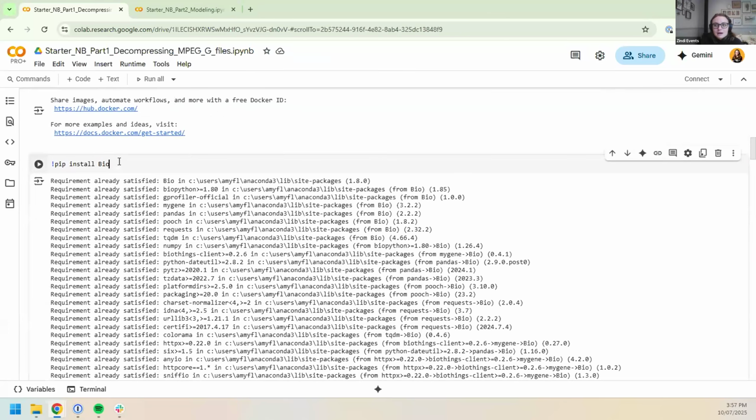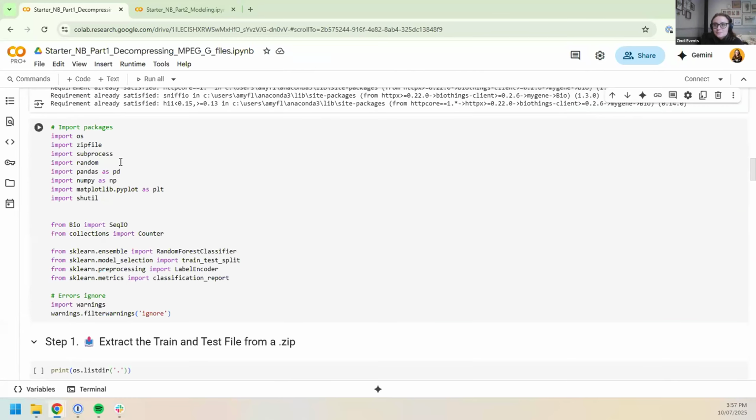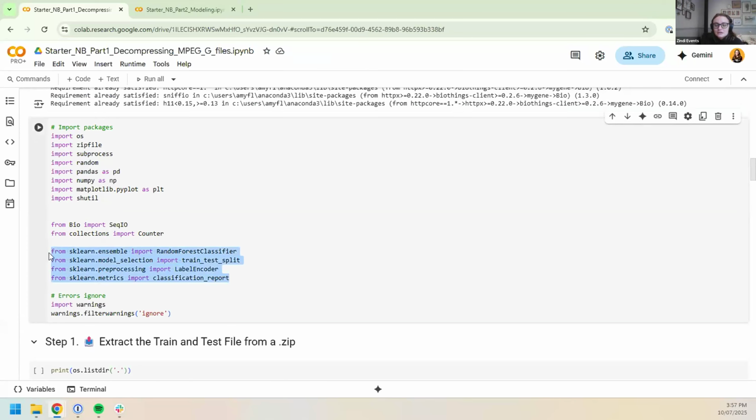Next, we need to import Bio or Biopython, depending on which library and where you're running your code. Just make sure that you've got Bio or Biopython installed. You do not need your machine learning libraries for this part of the notebook unless you're running the notebooks in quick succession.